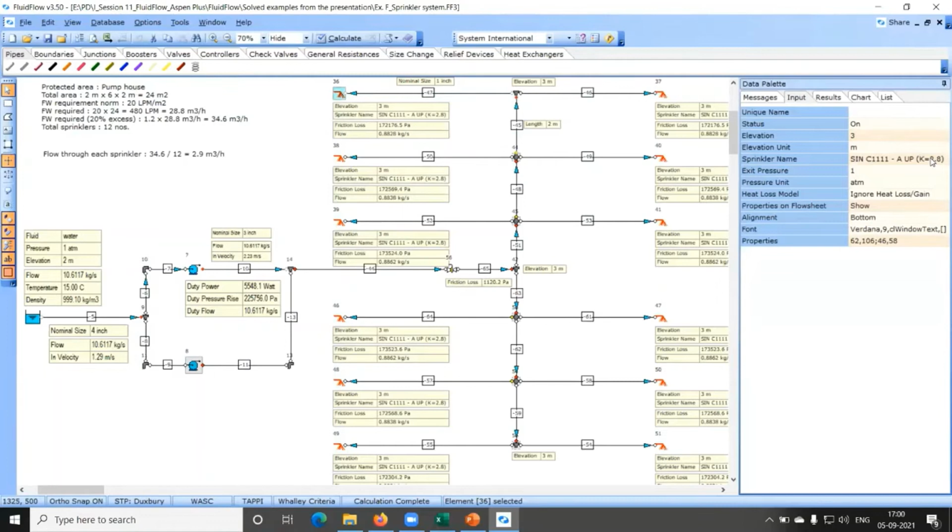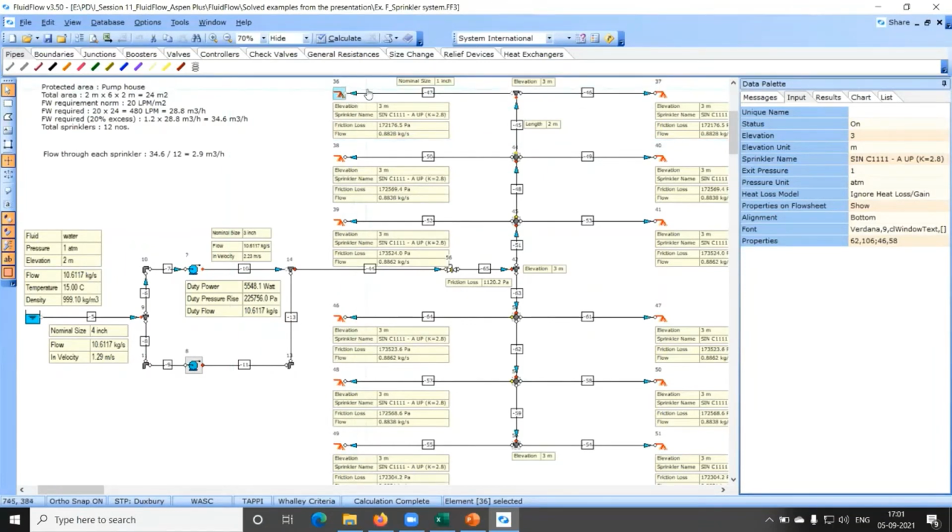So this number will actually be given by the vendor, right? The vendor has in their catalog that the minimum pressure upstream of the sprinkler should be some value. So in most cases it will be 1.5 bar gauge. Meaning if you want say 2.9 meter cube per hour water to be sprayed with some reasonable coverage area, then you must have 1.5 bar gauge upstream pressure.